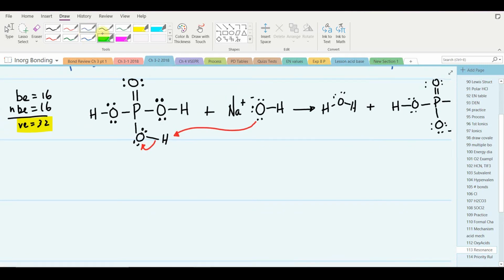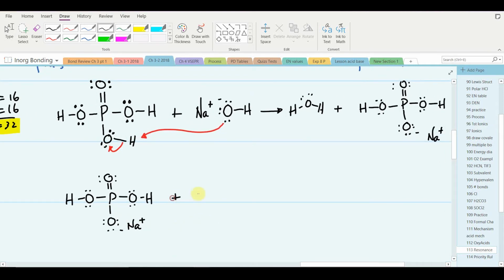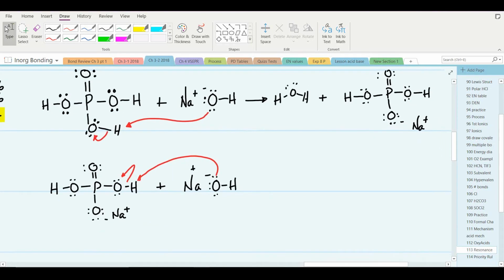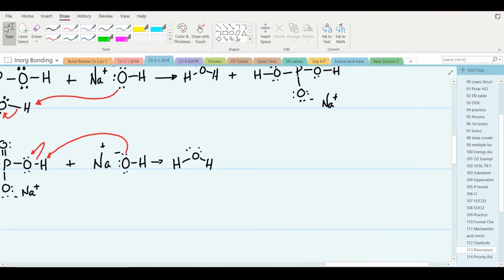Let's draw its structure. Let's react it with a second mole of sodium hydroxide. Same mechanism. The base donates a pair of electrons to one of the acidic hydrogens. The hydrogen ion leaves, leaving its pair of electrons behind. We're going to form another molecule of water. Now we'll have disodium monohydrogen phosphate.